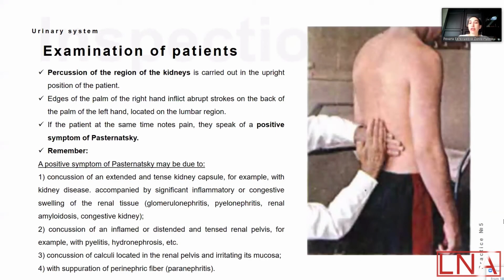So, examination, palpation, percussion. Percussion of the region of the kidney is carried out in the upright position of the patient. The edge of the palm of the right hand inflicts abrupt strokes on the back of the palm of the left hand, as you can see in the picture, located on the lumbar region. So one hand you put on the projection of the kidney, and with the other hand you make a tapping or stroke.